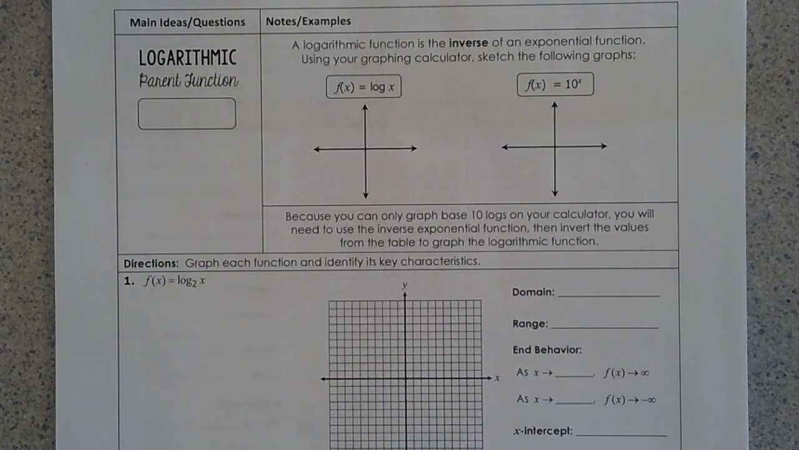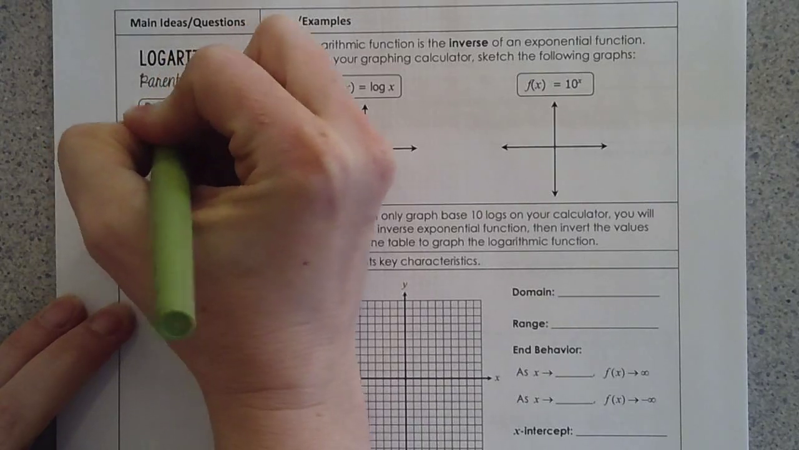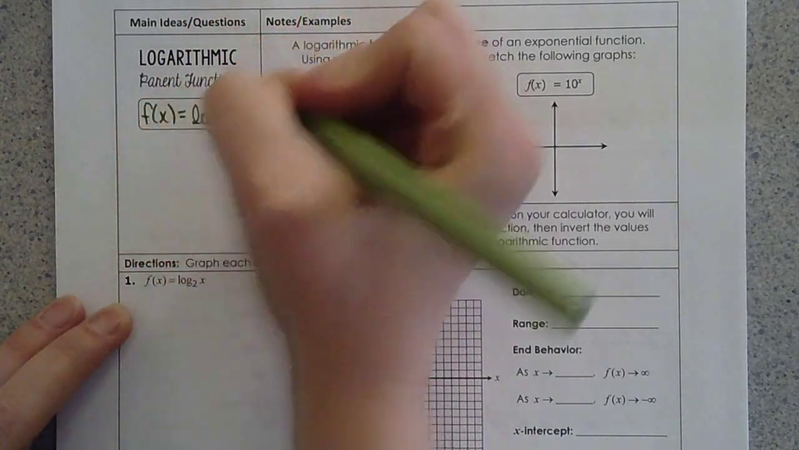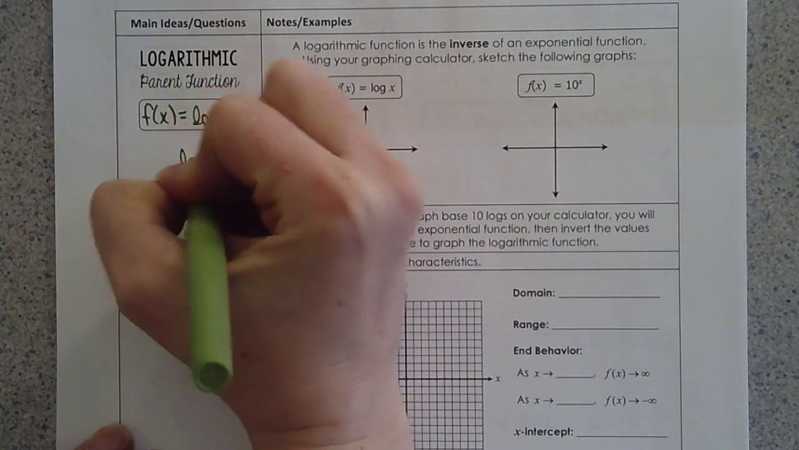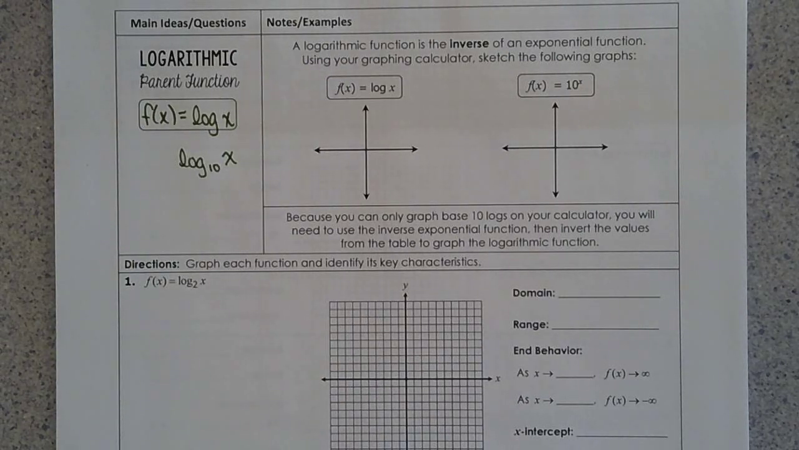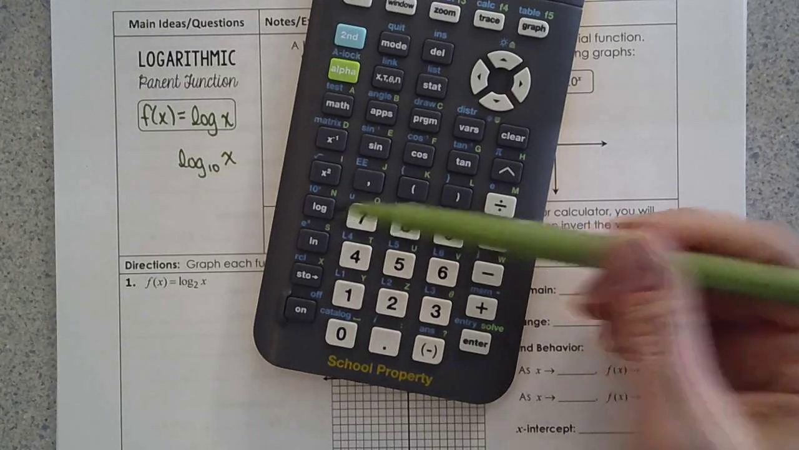All right, the log parent function to get us started is f of x equals log of x. And so our parent function is log base 10 of x. And that's the button in our calculator next to the number 7. That's the log base 10 button.